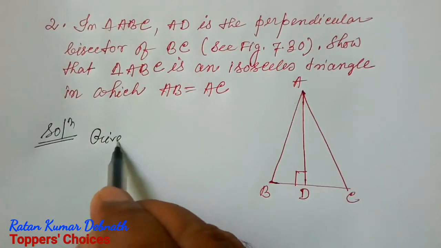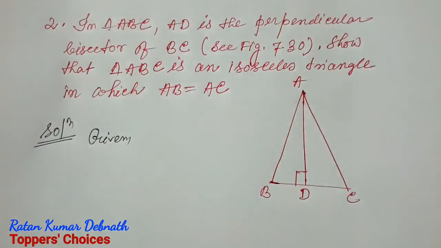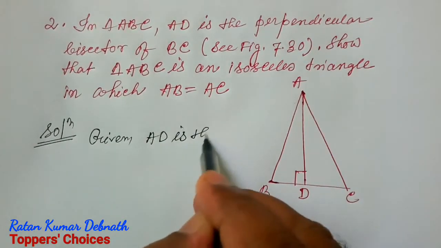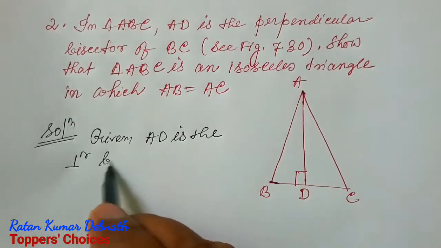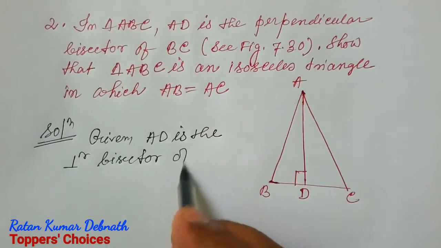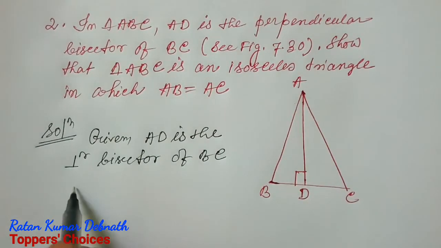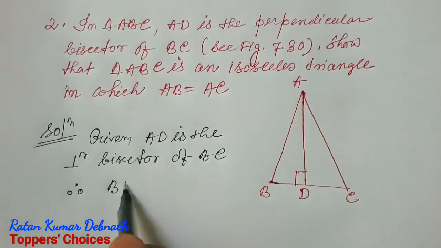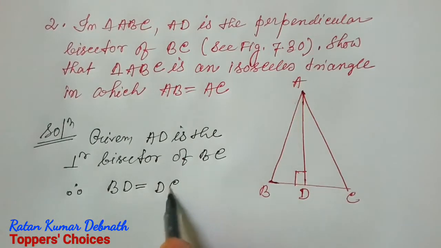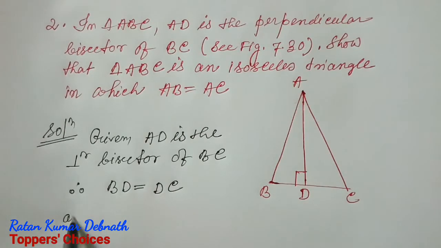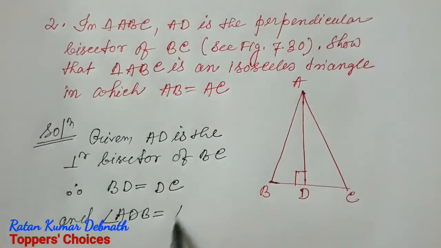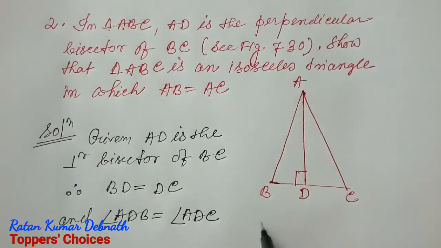Given AD is the perpendicular bisector of BC, that is BD equal to DC and angle ADB equal to angle ADC, because both the angles are 90 degrees.